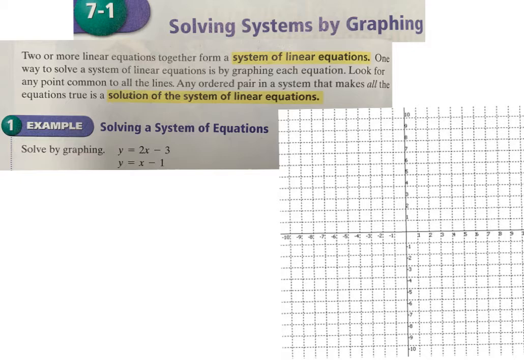And so this is a review from last chapter because we know how to graph. These are in slope-intercept form. So for this first line, y equals 2x minus 3. We're going to start at the -3, which is our y-intercept. And our slope is 2, or 2 over 1. So we're going to move up 2 and over to the right 1. And then we will connect those dots, and that will give us our first line.